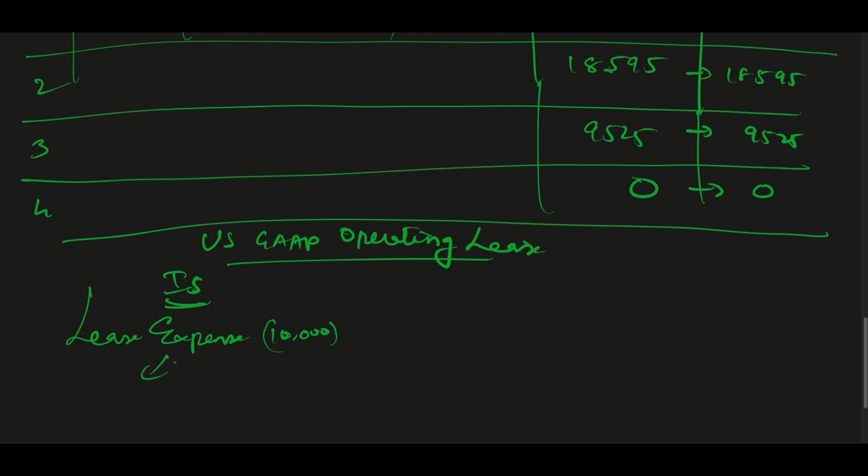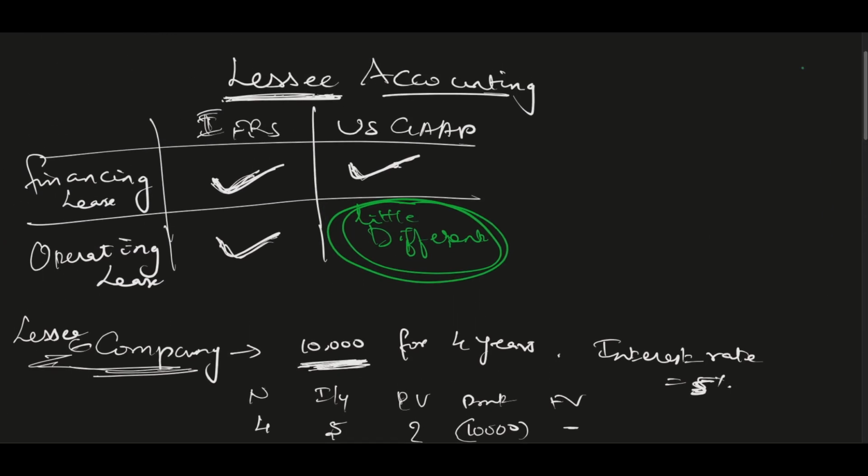Because of this reason, cash flow from operations will be lower. Why? Because you are paying more. Because you are paying more, cash flow from operations will be lower in US GAAP operating in comparison to the financing part, or IFRS financing, or the rest of the stuff. So here CFO is lower, whereas in IFRS, CFO will be higher.